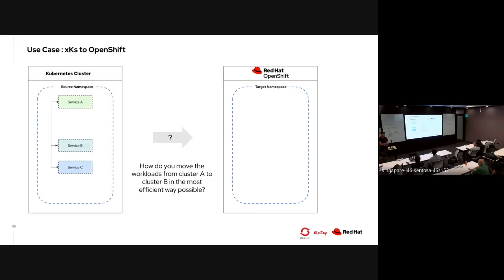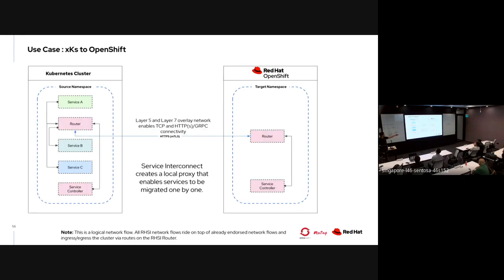So another similar use case, right? You have a Kubernetes cluster and you want to move it to OpenShift. The same way we move the service one by one, we can do that by initializing the Skupper router on both sides. Like you mentioned, you have your router on this Kubernetes cluster, and then a router on the OpenShift cluster, and then you can have connectivity between the two.